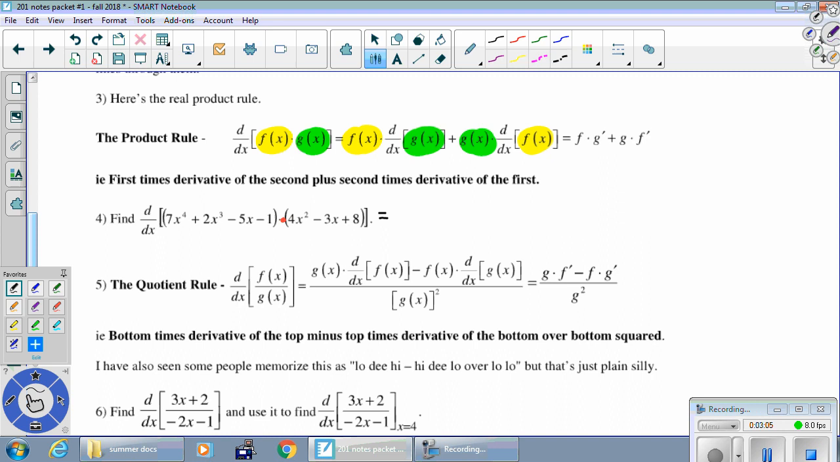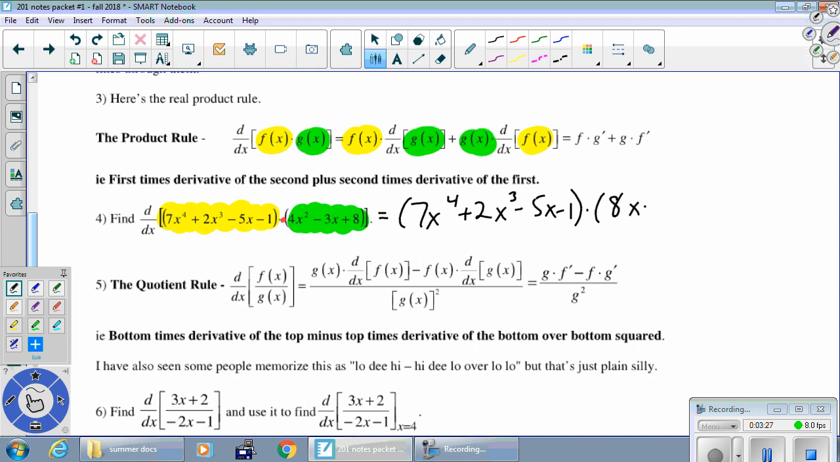So again, in plain English, it says we're doing the first. I'll highlight the first in yellow, and then we'll do the second one in green, just like above. So it says first times derivative of the second. So the first gets copied: 7x to the 4 plus 2x to the 3rd minus 5x minus 1 times the derivative of the second. So what's the derivative of green? 4x squared becomes 8x, minus 3x becomes minus 3, and then that plus 8 disappears. And that is the first part of the product rule. So we've done first times derivative of the second. Now we are doing plus.